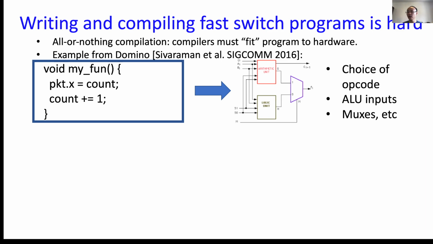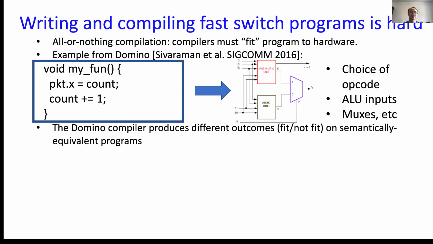The compiler will figure out the choice of opcode, which input will be used for a particular ALU, and the value of multiplexers. We can also think about the Domino program as the action portion inside a P4-16 program. So what could go wrong with this setup? Domino's compiler produces different outcomes on semantically equivalent programs.